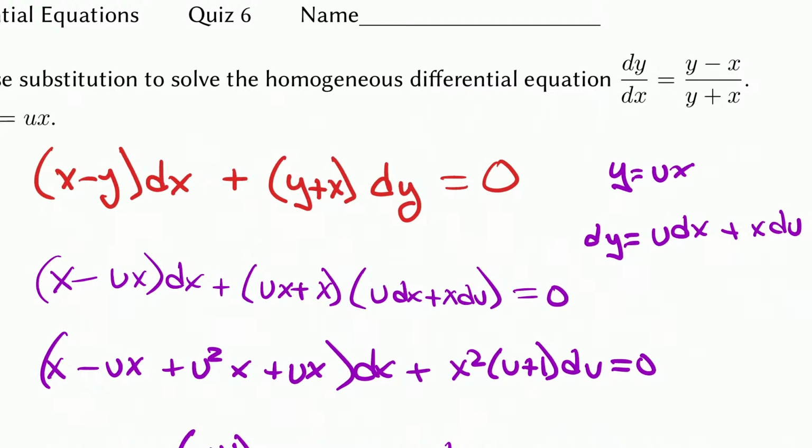This came from ux times u times dx is u squared x dx. And then x times u times dx is this one. And then over here, this was this du times x times this stuff. So I factored out the x squared, and I left u plus 1 here. So u plus 1 times x squared times du.